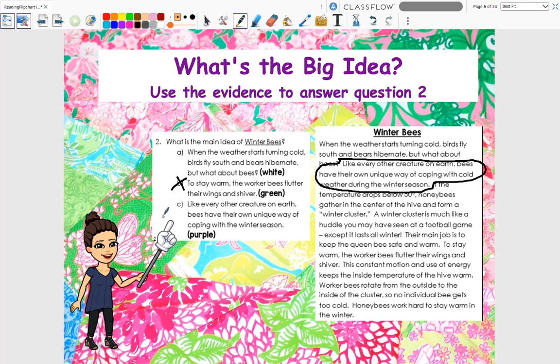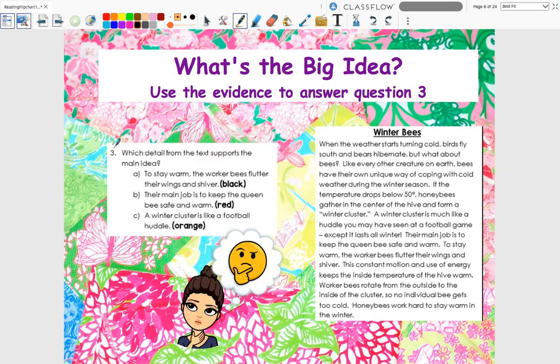Like every creature on Earth, bees have their own unique way of coping with the winter season. Does that match what our text evidence shows us? It sure does. So now I know A is not the best answer choice and C would be our best answer. Okay. And now we know that for question number 2 on our mystery picture, we're going to color all my 2s purple. Okay. Let's take a look at one more slide together.